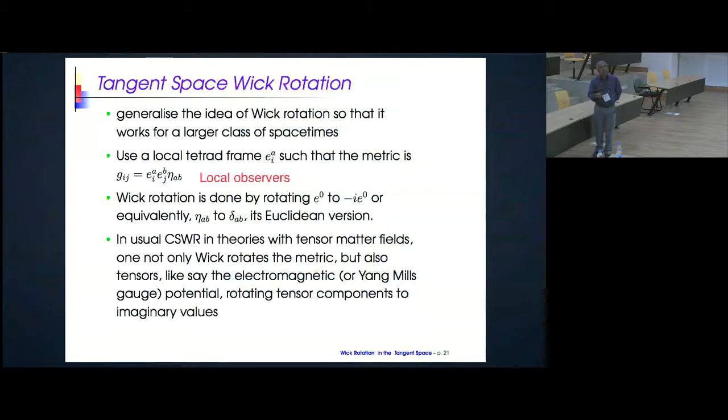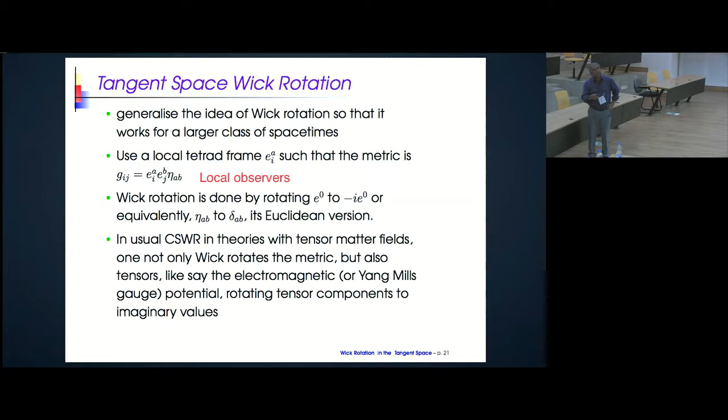Now, I want to generalize the idea of Wick rotation so that it works for a larger class of spacetimes. So we all know that instead of the metric, one can go to a local frame. A local frame is a description of an observer who's only concerned with a small patch of the spacetime. And in fact, this is very much in the spirit of GR, where the equivalence principle tells you that local physics is extremely local. That is, you can forget about the curvature. You can just look at what's there.